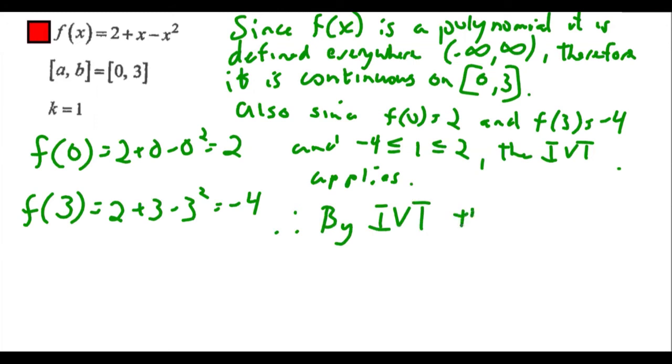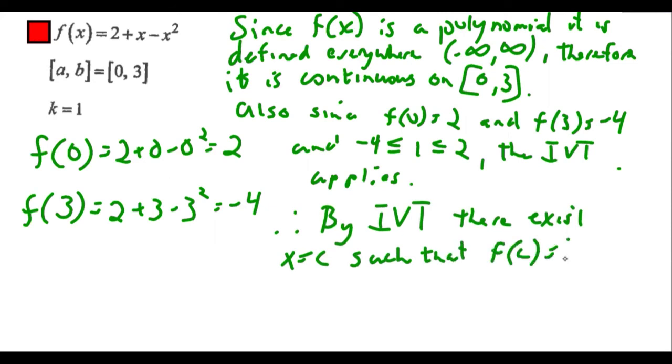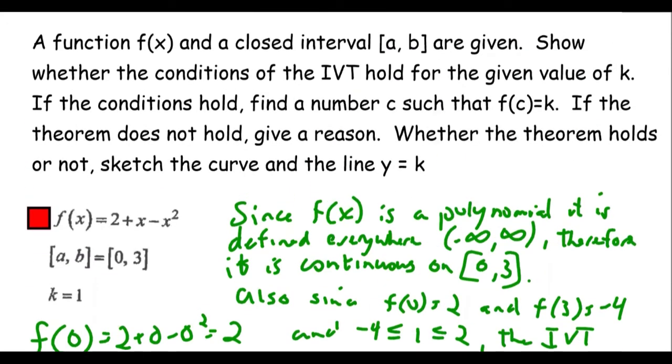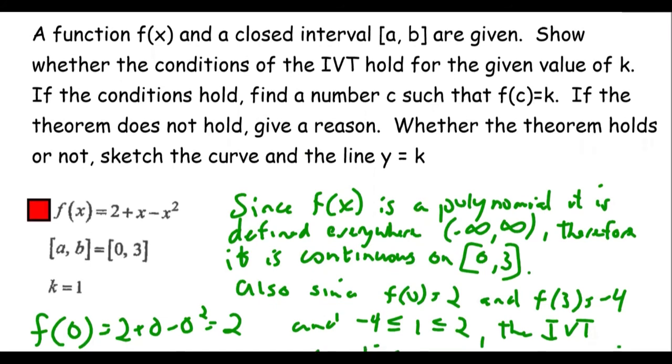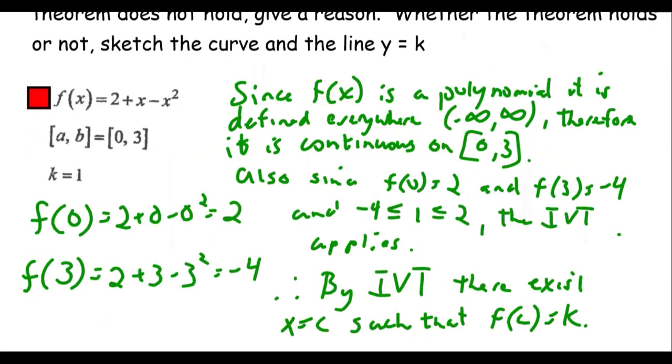there exists x equals c such that f of c equals k. We'll leave this all at s is to 3, just to make sure. Number of c such that f of c equals k. Yeah, that finishes up the 3.